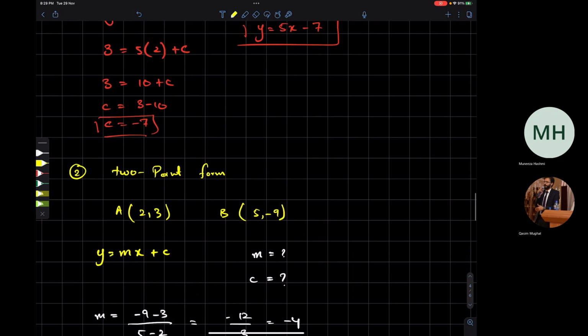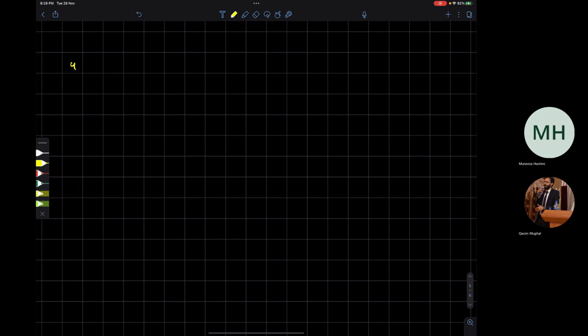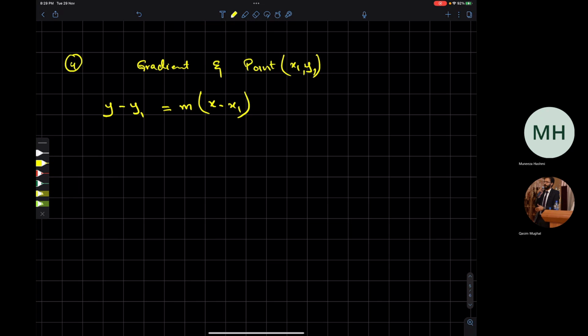So these are all the cases which you have already studied in your O levels. Now here comes the fourth one, which is a new thing in A levels. If you're provided with a gradient and a point, let's just say the point is (x1, y1), then you can find the equation of the line by using this format: y minus y1 equals m into (x minus x1).